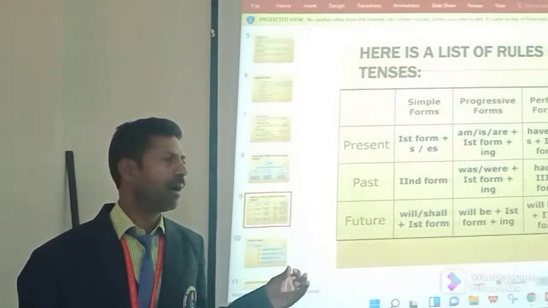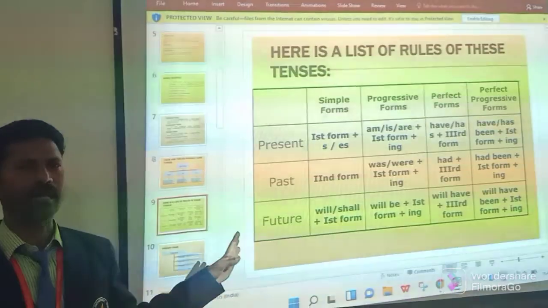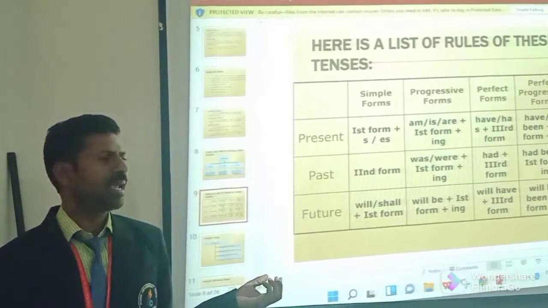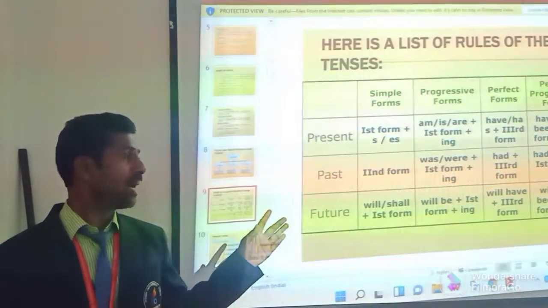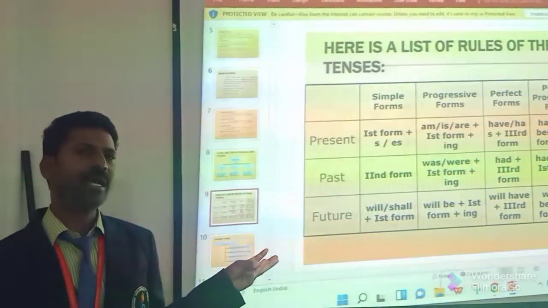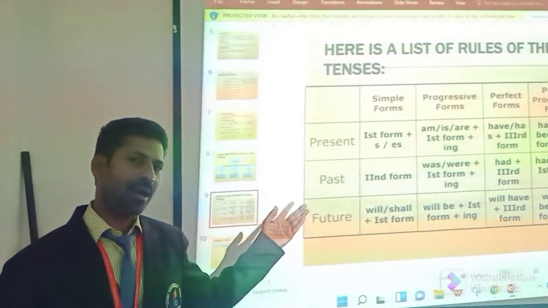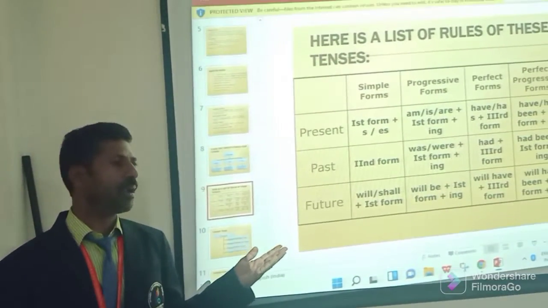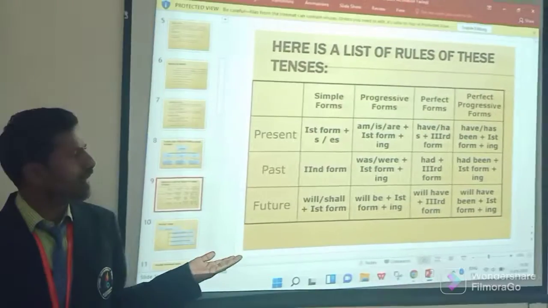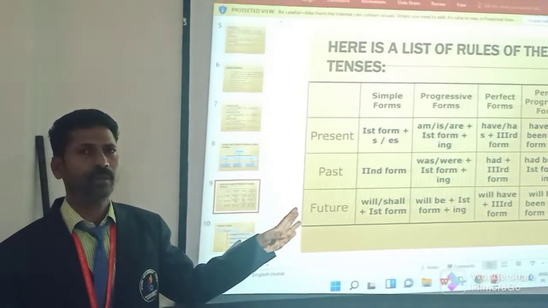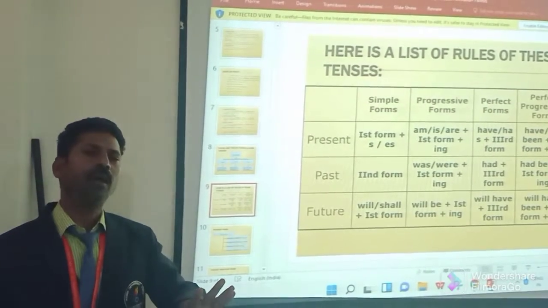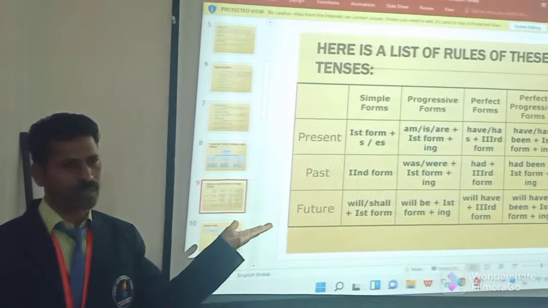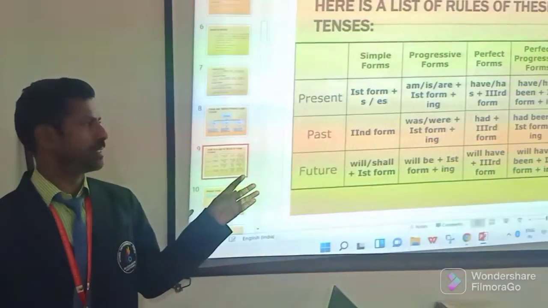For example, she danced. That one comes under simple past. Or the cat drank milk. The cat drank milk, simple past. The cat was drinking milk, past continuous. The cat had drunk milk, past perfect. The cat had been drinking milk. Whatever happened in the past only can be said in the past perfect tense or past perfect continuous tense.